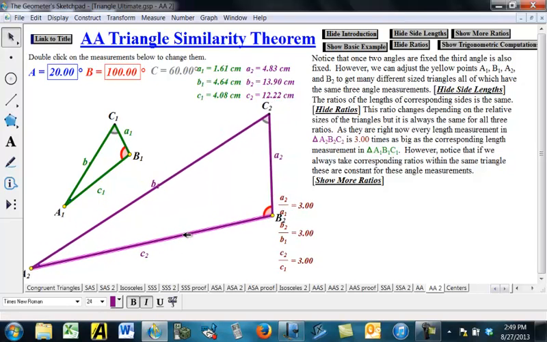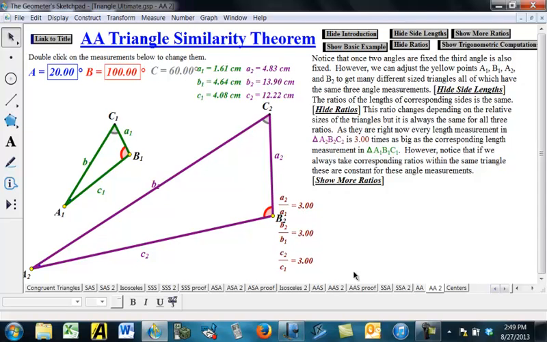So everything in the bigger triangle, triangle 2, is 3 times as big as the one in the first triangle. That's not true. Not everything. The angles are exactly the same. The lengths are 3 times as much. So A2 is 3 times A1. B2 is 3 times B1. C2 is 3 times C1.